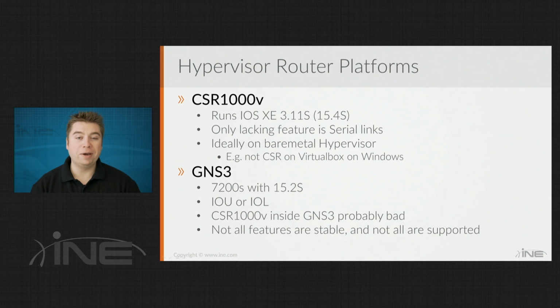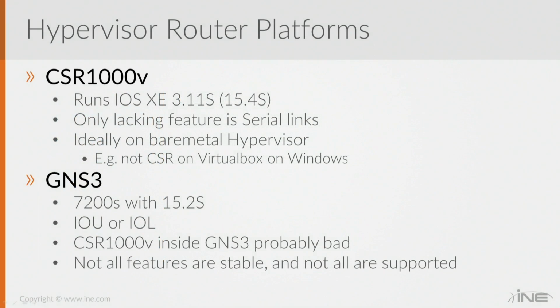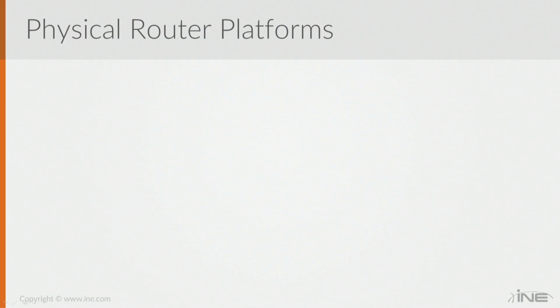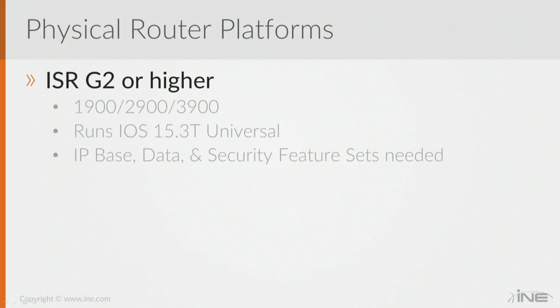implementation. Now, when we get to things like troubleshooting and configuration, that's when the topology is going to start to scale, that you'll see 20 or more routers in the topology. Now, if you were to do this with physical routers, the ideal platform is going to be ISR G2 or higher. So this could be 1900, 2900, 3900, etc.